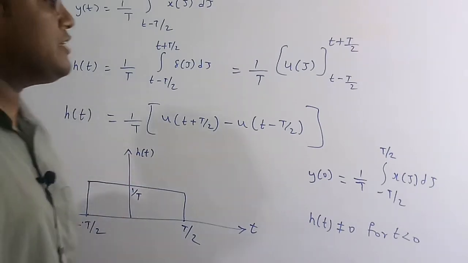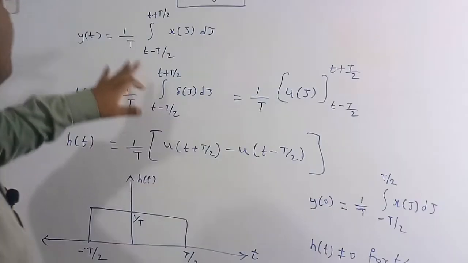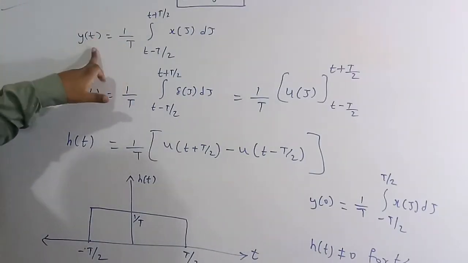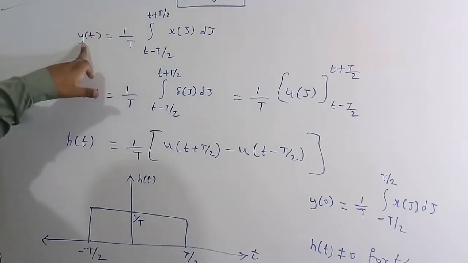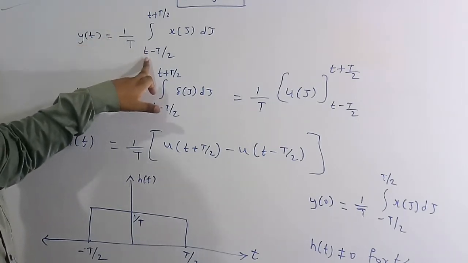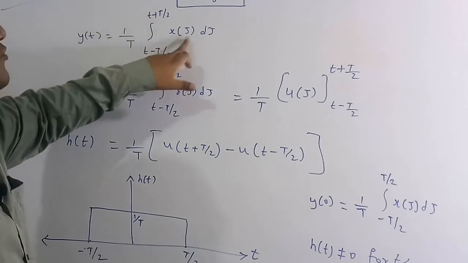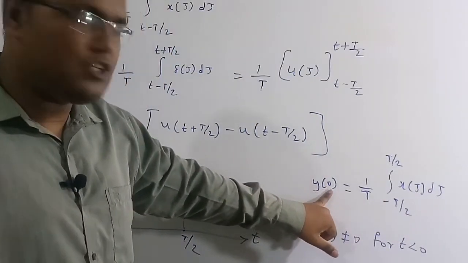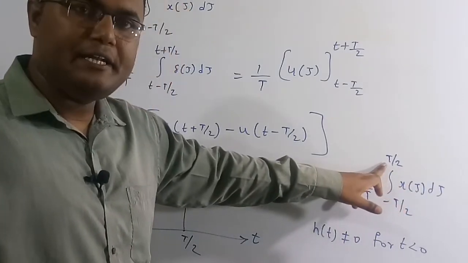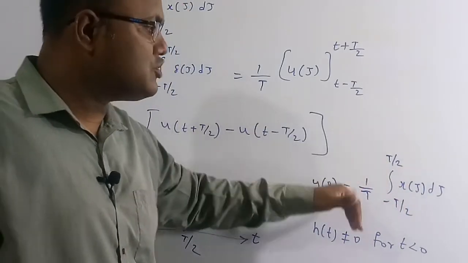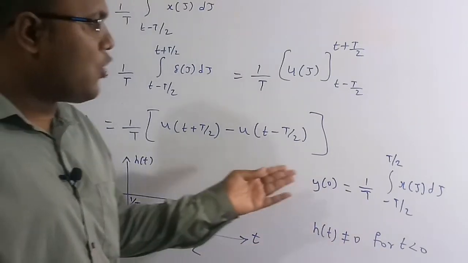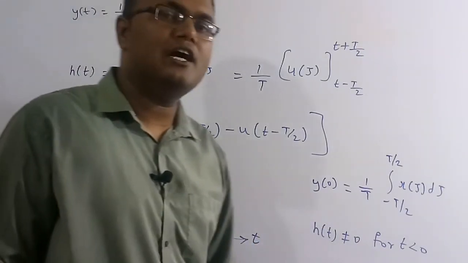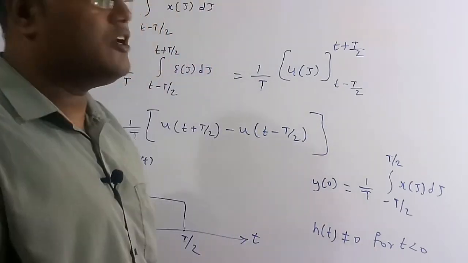So now we need to comment on the causality. See, here this is the expression, right? So let me assume t is equal to 0. What is the expression at t equal to 0? See, y of 0 is equal to 1 by T, integral from minus T by 2 to plus T by 2 of x of tau d tau. So this is the expression I am going to get. See, when the time is equal to 0, the output is going to depend upon T by 2, which is greater than 0. So the output is going to depend also upon the future values of the input. Therefore we can conclude that this system is a non-causal system.